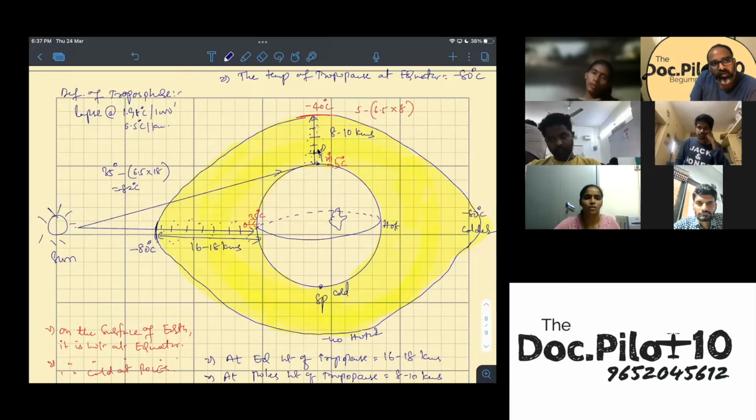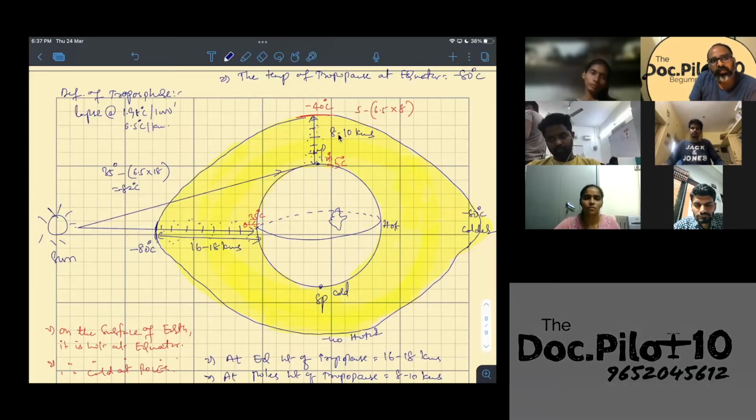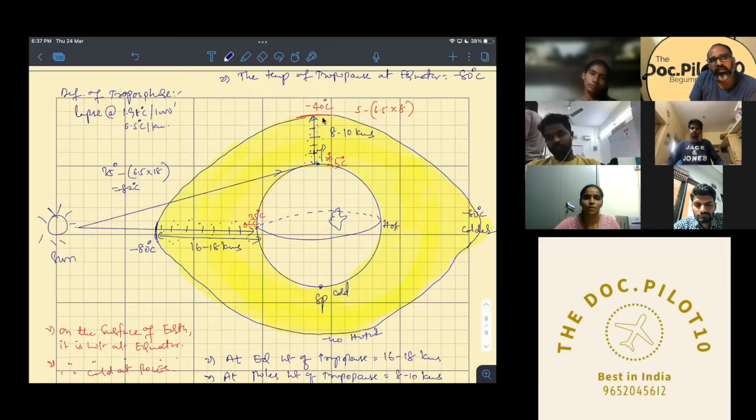Okay. Now, at the poles, imagine it is only 5 degrees centigrade, very cold. Now, if you go up 8 kilometers, for every kilometer it is 6.5 degrees, so that will be around minus 40 degrees centigrade. Understand? So now, Sujita, tell me, is minus 80 colder or minus 40 colder? Minus 80. Correct. So that means at the tropopause, the equator is colder than the poles.